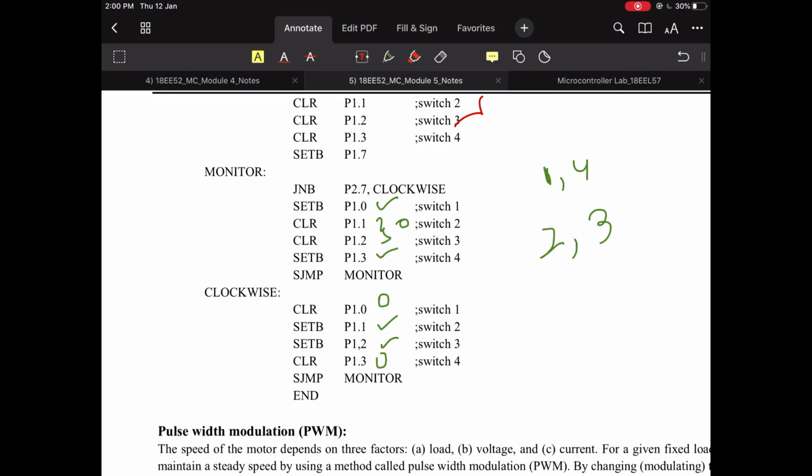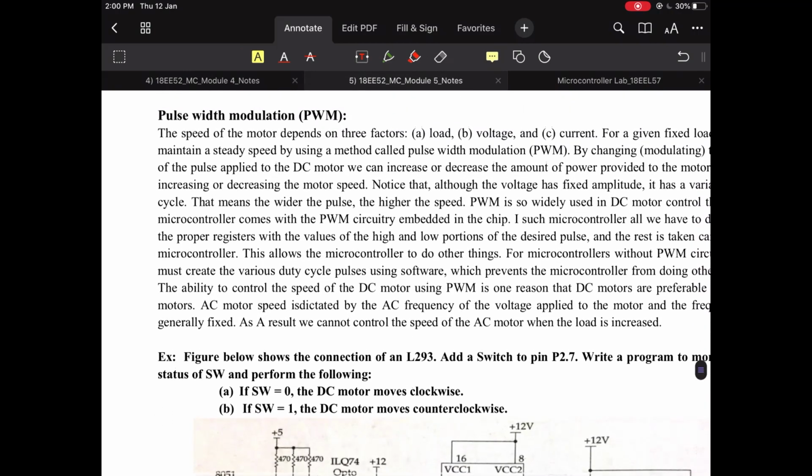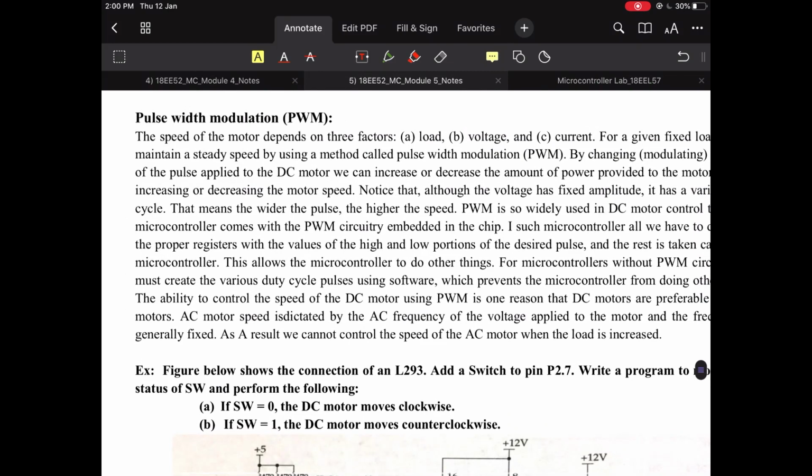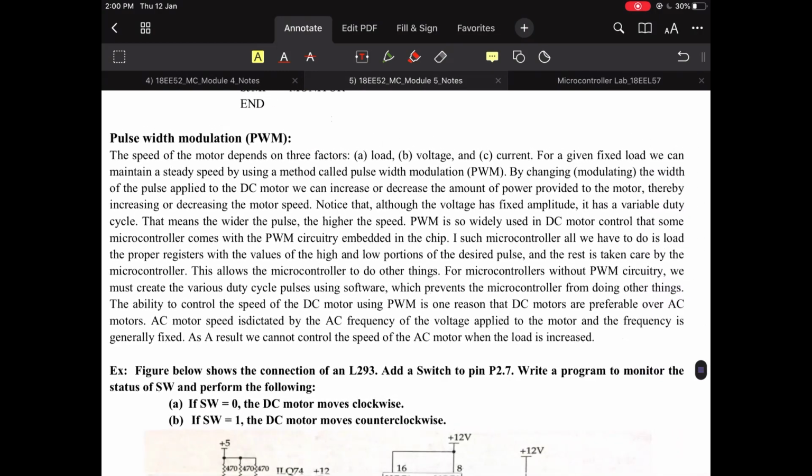Moving ahead, let us see about the PWM control of a motor. Pulse width modulation control. PWM control is the easiest and a well established, well used process of controlling any motor. PWM circuitries are, the majority of the time, embedded into recent microcontrollers. If not, the circuit is available in the market.